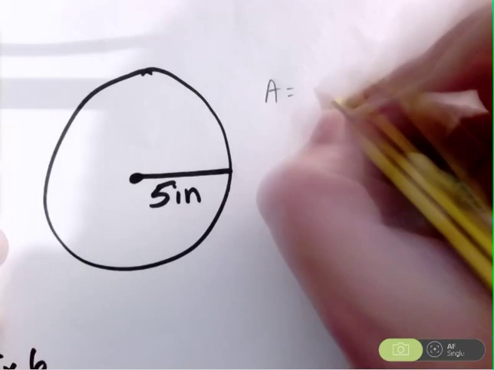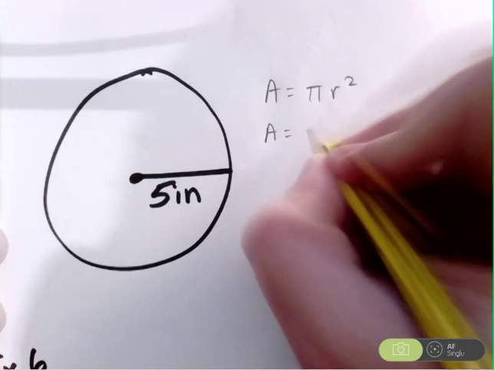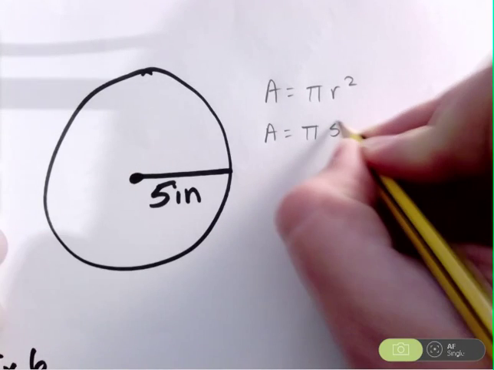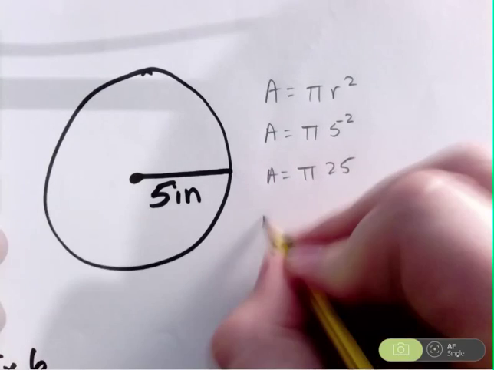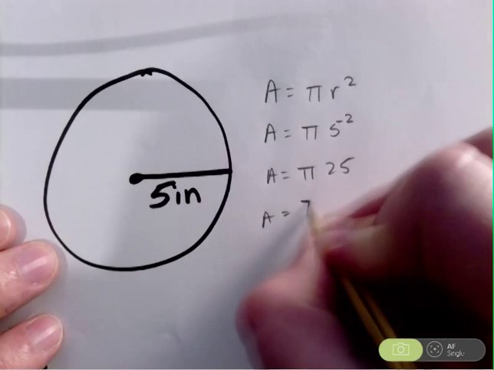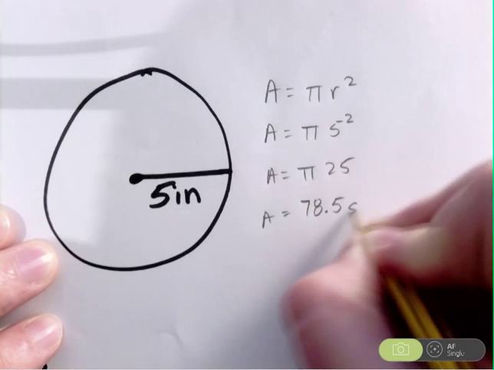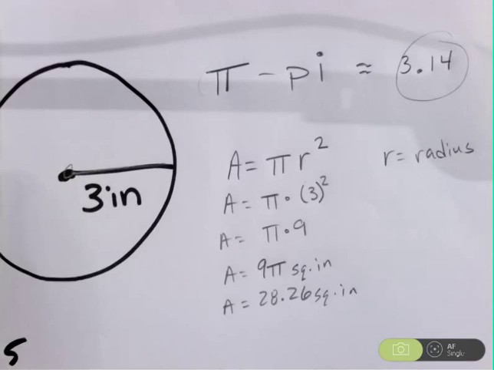All right, let's do another example with that quickly here. Area equals pi r squared. This time our radius is 5, so area equals pi 5 squared, which is pi times 25. Again, in my calculator, 25 times 3.14, 78.5 square inches.